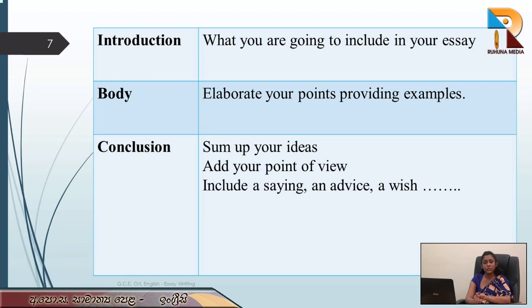When it comes to the introduction, in the introductory paragraph, you have to briefly explain what the topic is about, right? And also you have to say what you are going to include in the essay.